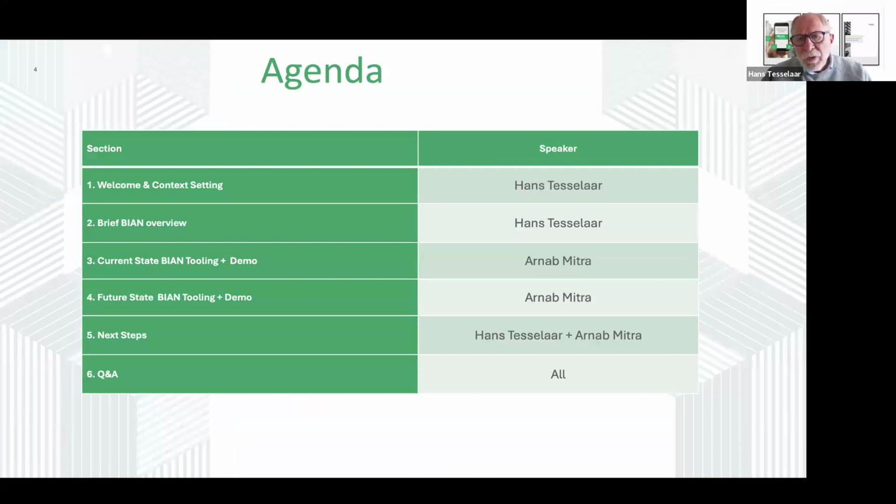So if we go to the next slide, you will see the welcome and the setting. I will give a very short overview of BIAN for people who don't know us that well. Then Anap will explain the current state tools, because we have a whole set of tools: architecture tools in place, but also developer tools in place. And then at number 4, we will see what's in the pipeline, what will be next and what is already demonstrable.